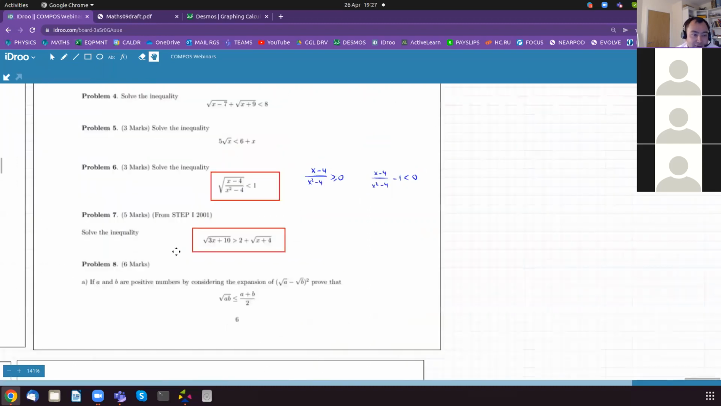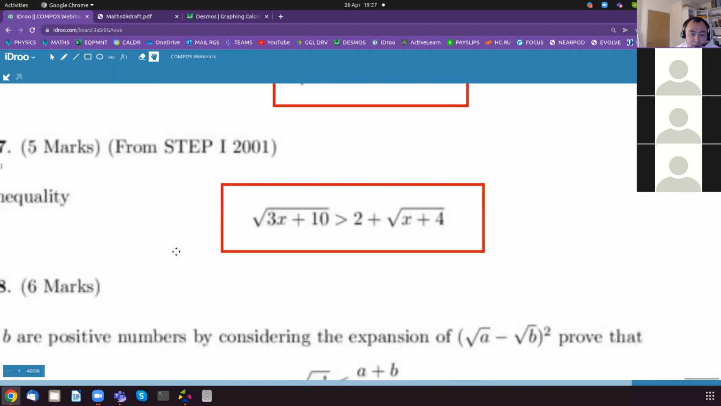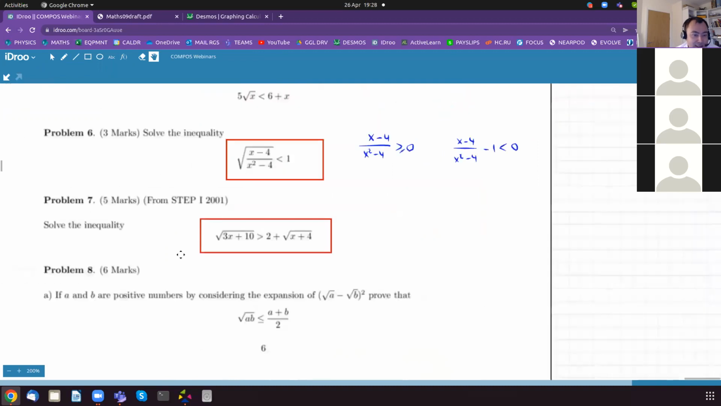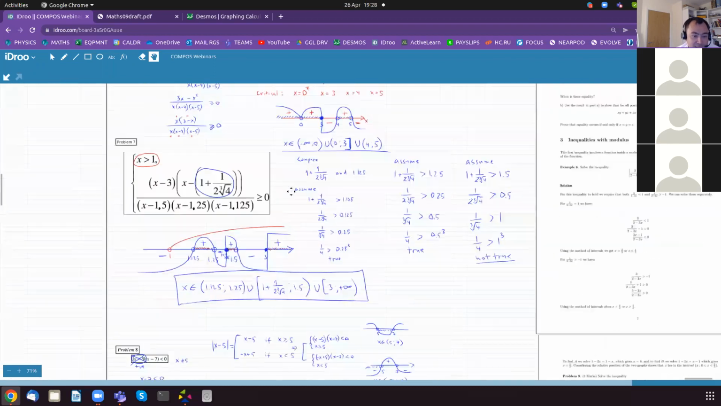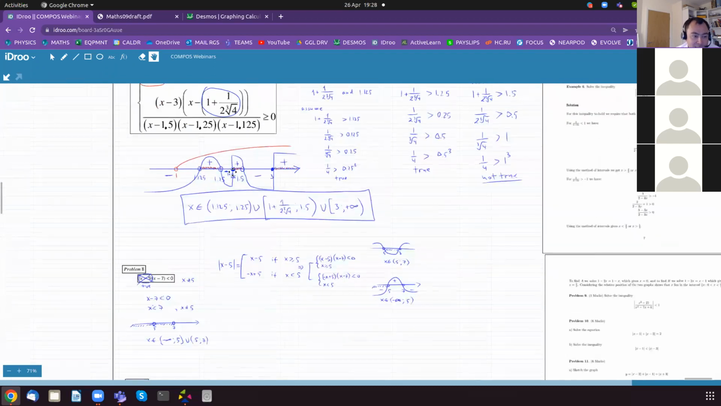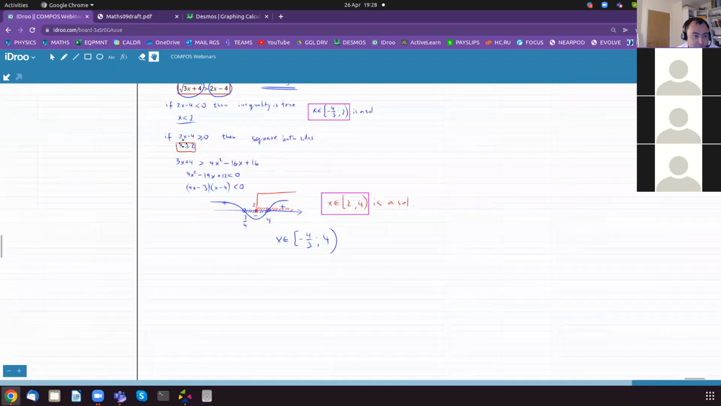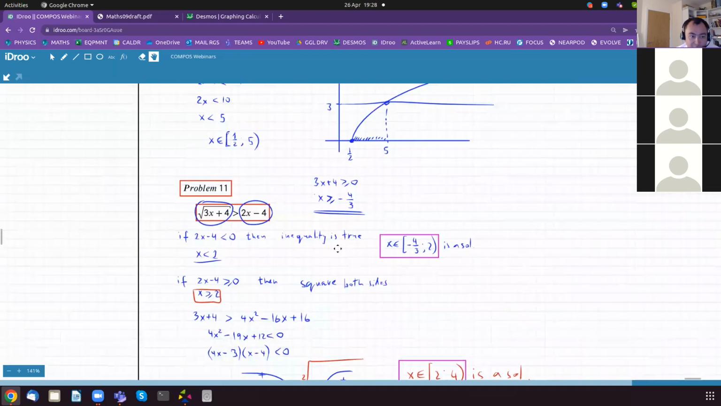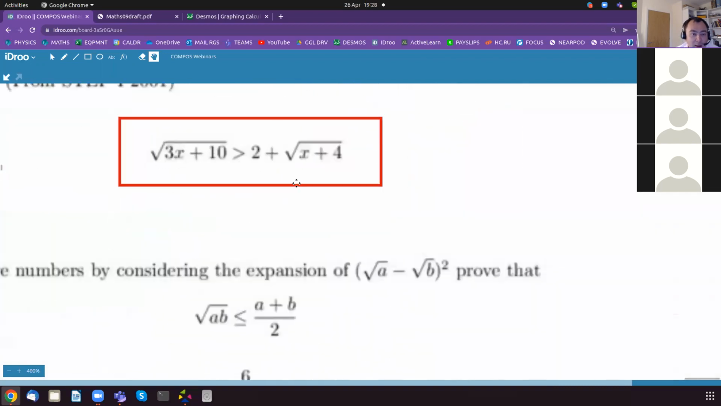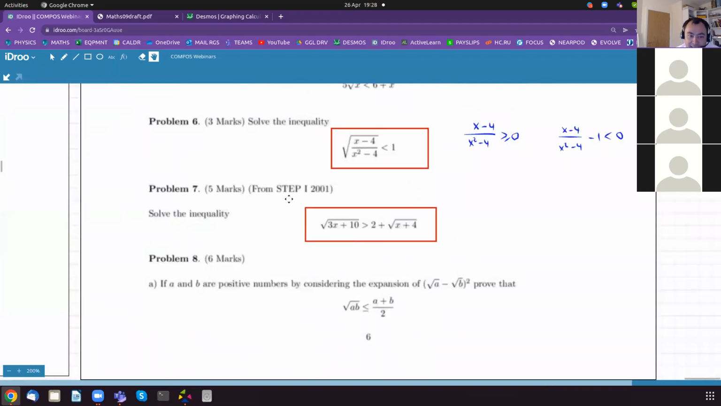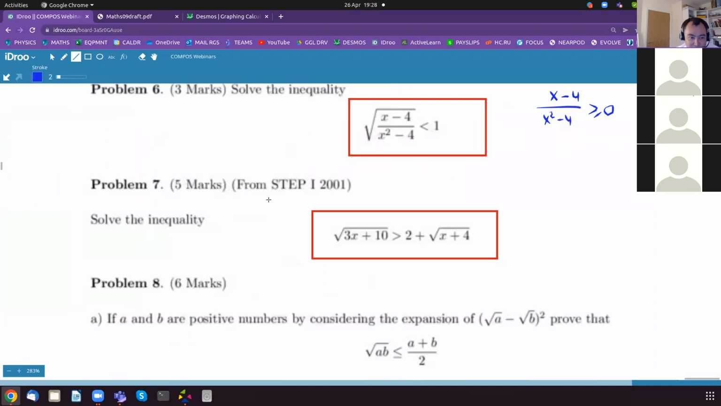For question 7, you have to use the same reasoning as in the last problem. Very similar reasoning, just a few extra steps. This is a STEP question, so don't expect it to be simple.